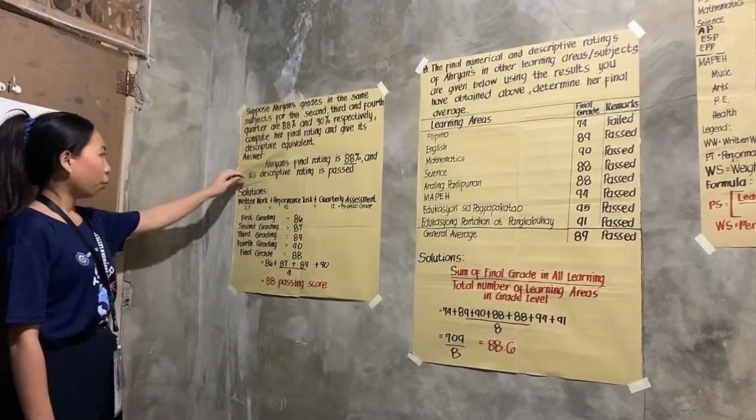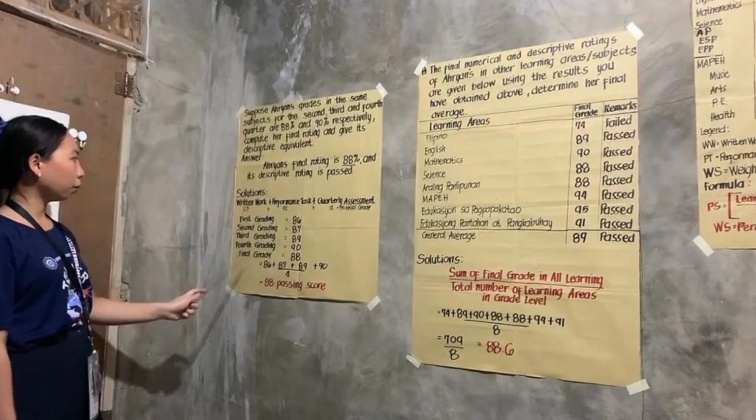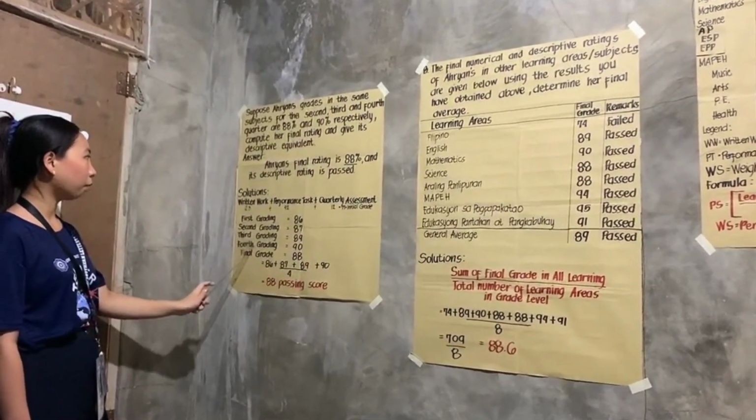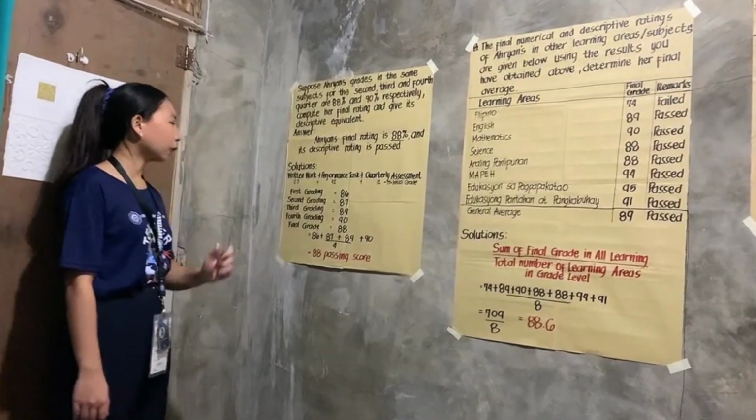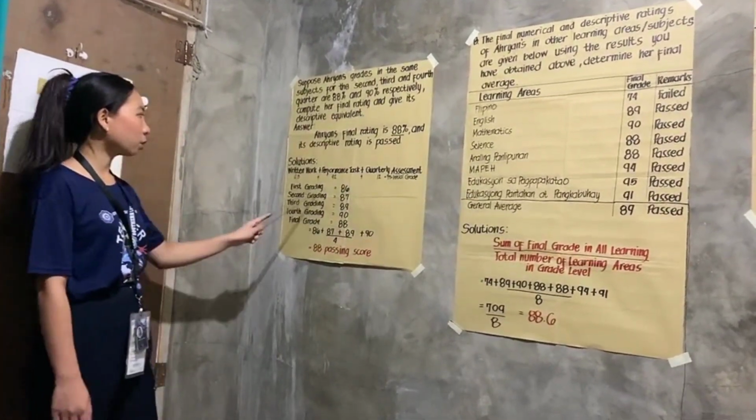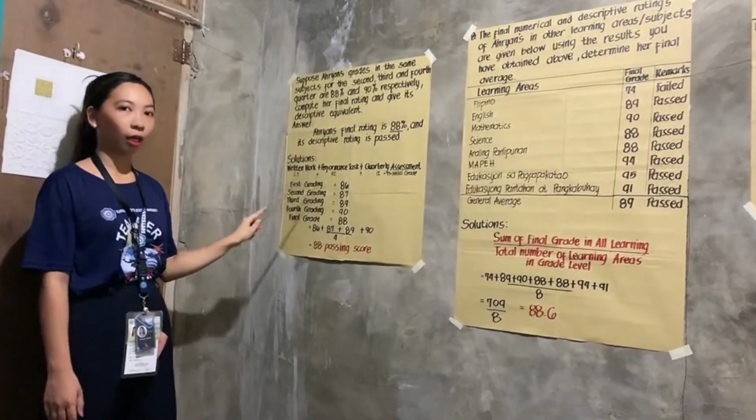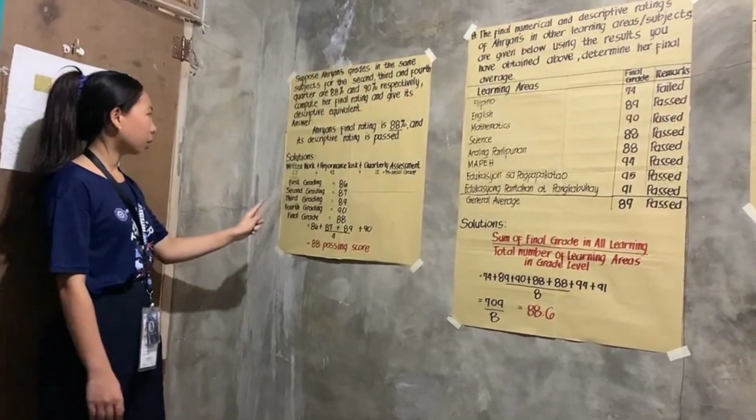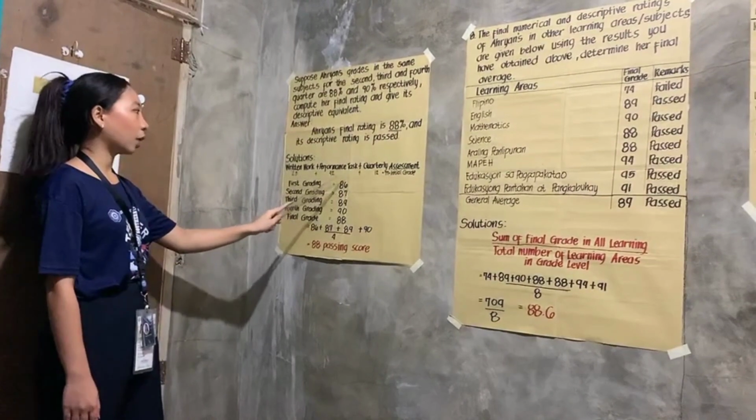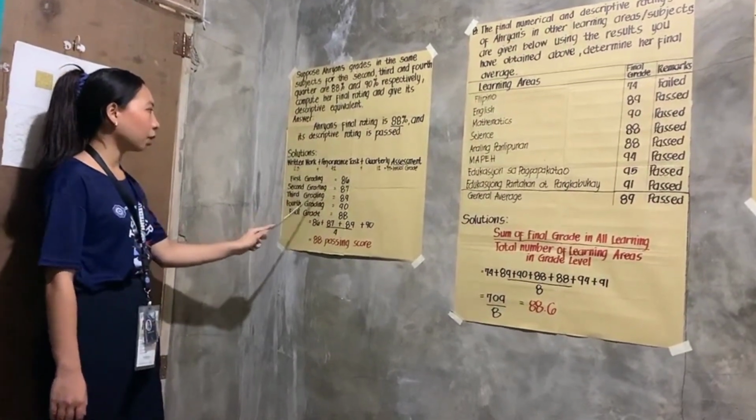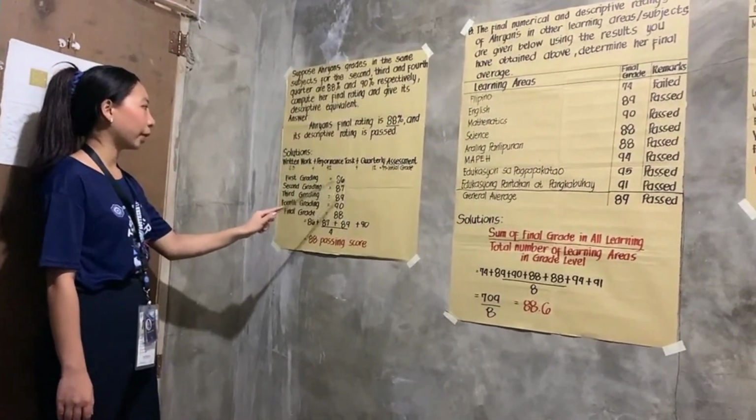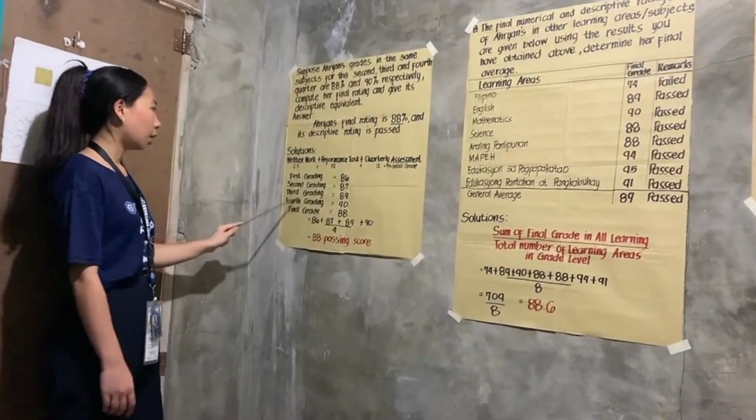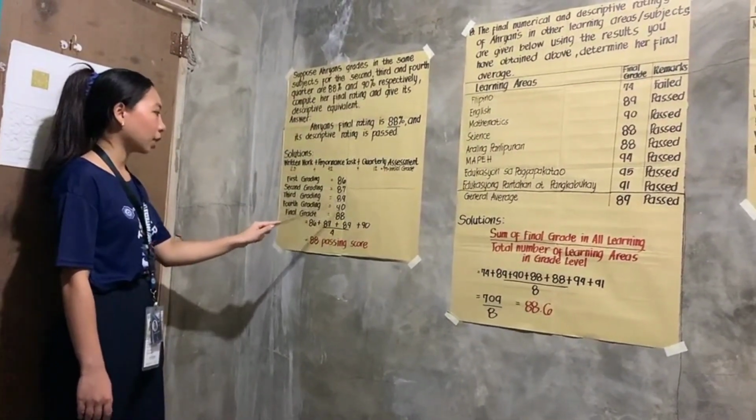So we're going to continue in getting the final grade of Aryan. In getting the final grade of Aryan, we need to add the first, second, third, and fourth grading. In the first grading, she got 86. In the second grading, she got a final rating of 87. In the third grading, she got 89. And in the fourth grading, she got 90.